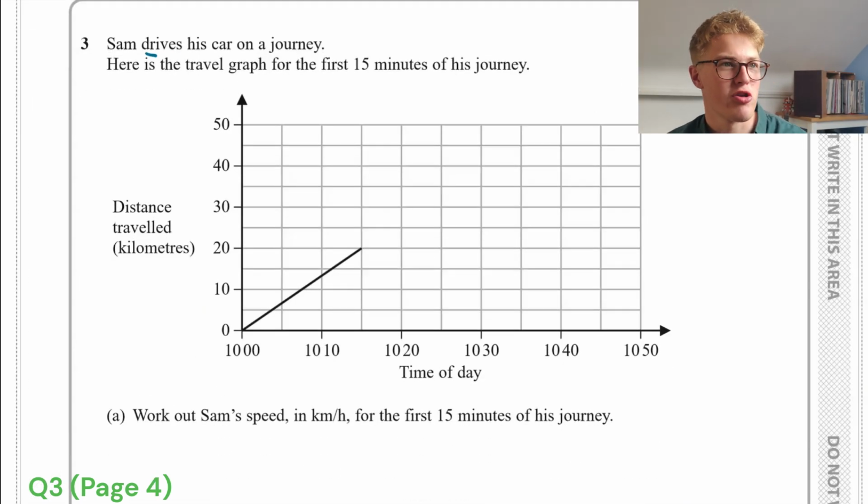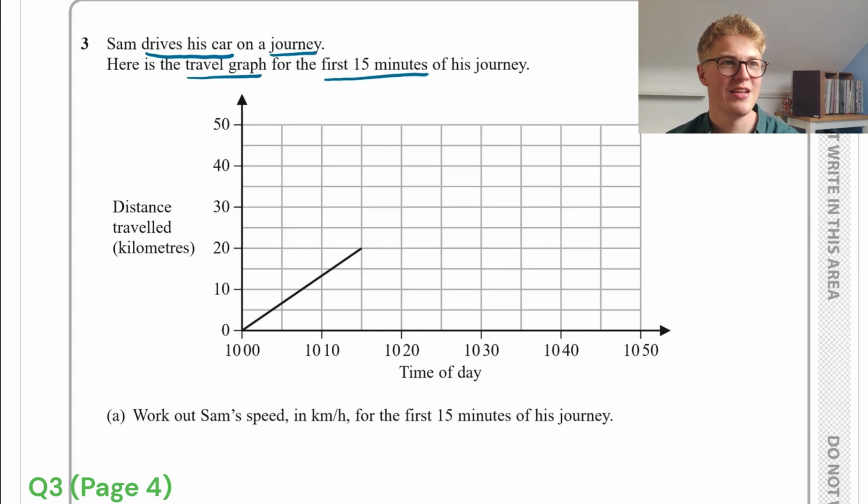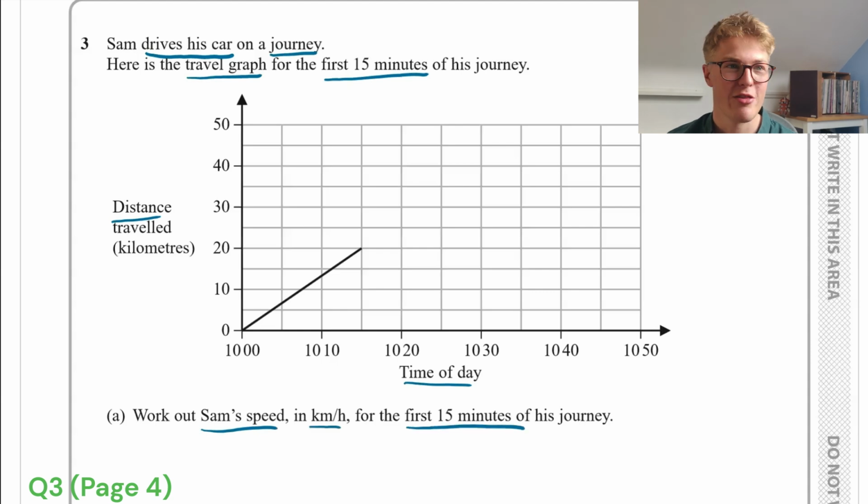Sam drives his car on a journey. Here is the travel graph for the first 15 minutes of his journey. Work out Sam's speed in kilometres per hour for the first 15 minutes of his journey.